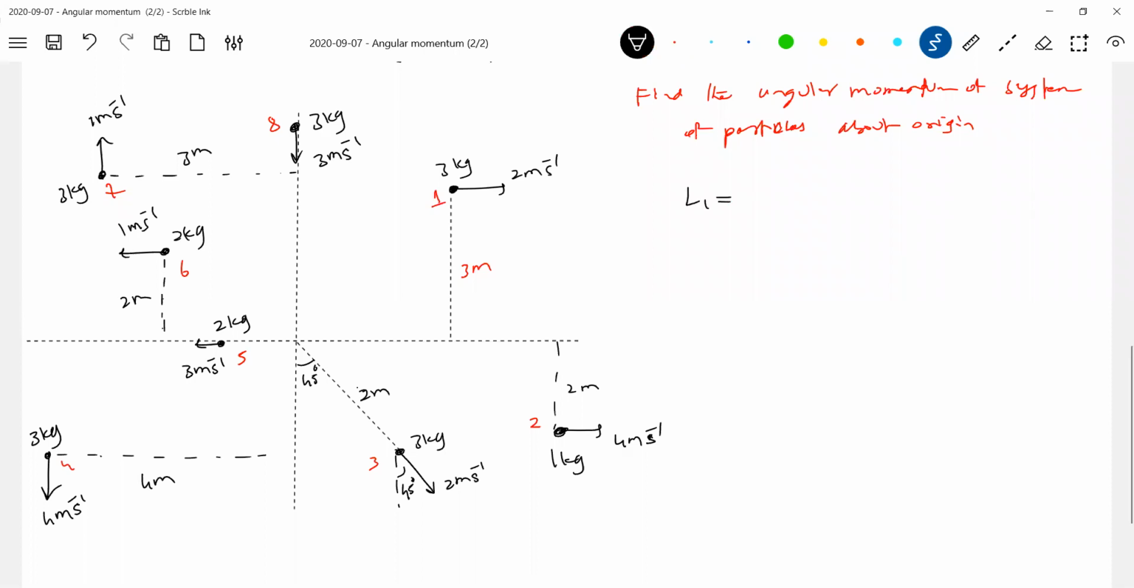What about L1? Mass is how much? 3 kg. Speed is how much? 2 meter per second. And what is the perpendicular distance? 3, no? So there should be 3 into 2 into 3. What is the sense? Clockwise or anti-clockwise? It will be clockwise. Then for particle 2, mass of the particle is 1, speed is 4, perpendicular distance is 2 meter. This is the perpendicular distance. What about the sense? The sense will be anti-clockwise.